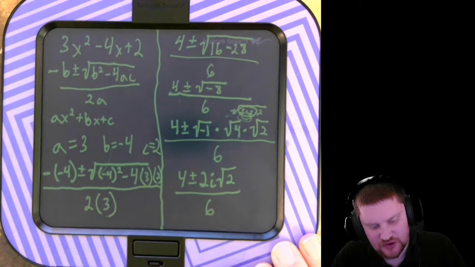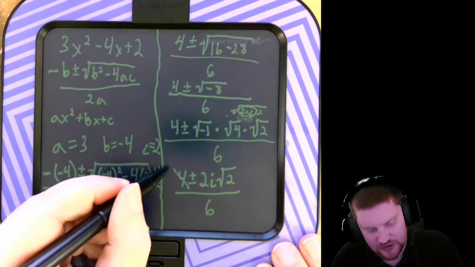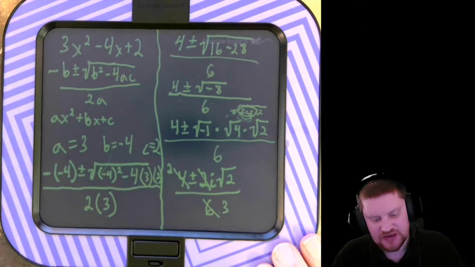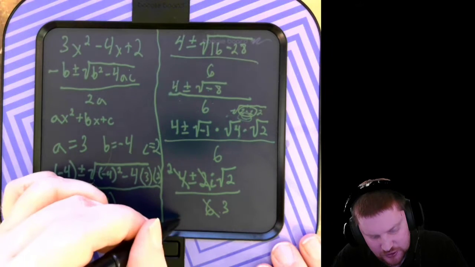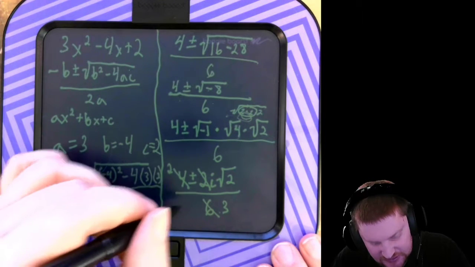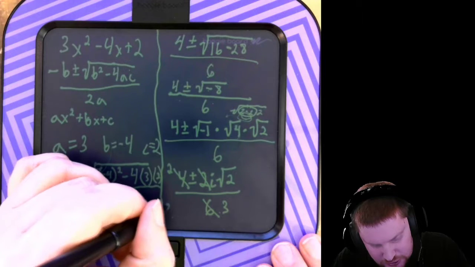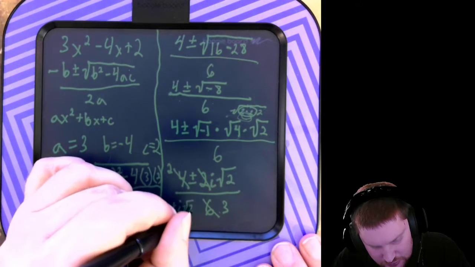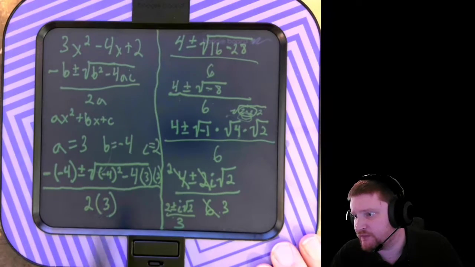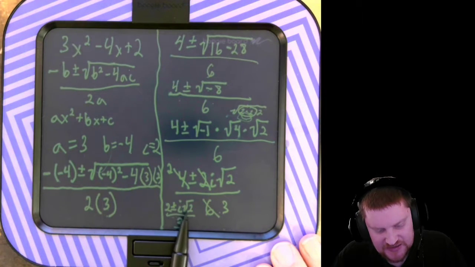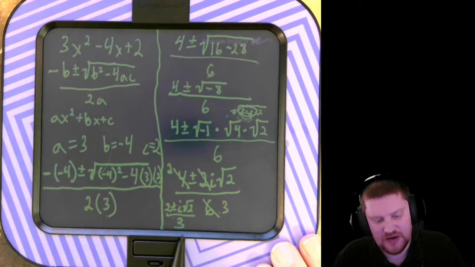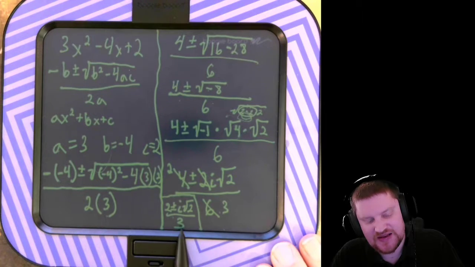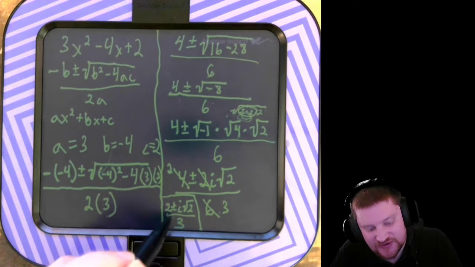4, 2, and 6 are all even, so this 4 can become 2, that can become 1, and this can become 3, giving us a final answer of, this is going to be very small, 2 plus or minus i root 2 over 3. So 2 plus or minus i times the square root of 2 divided by 3. This does not simplify. This is as simple as it gets, so that is actually our complex root. That's the answer that we're looking for.